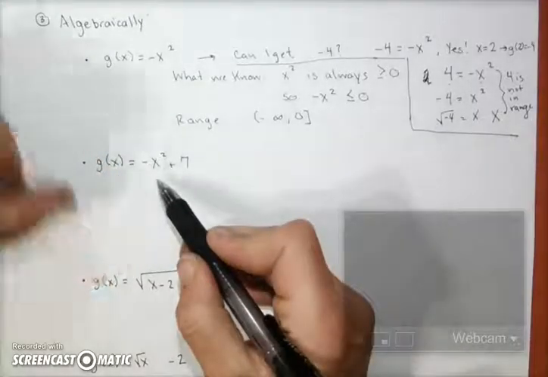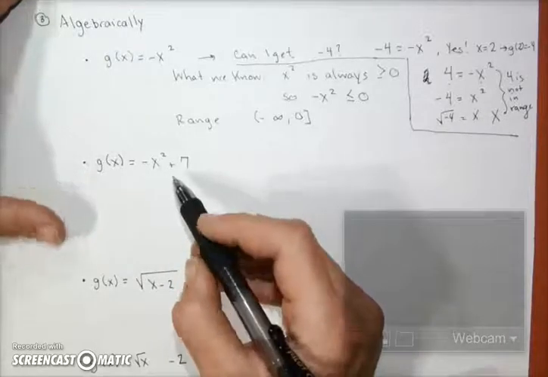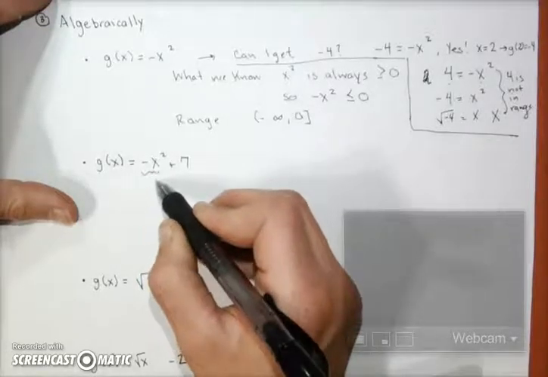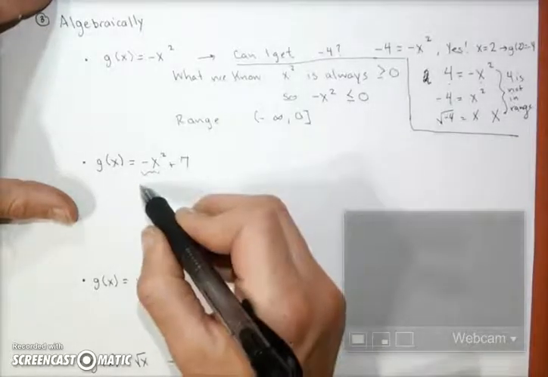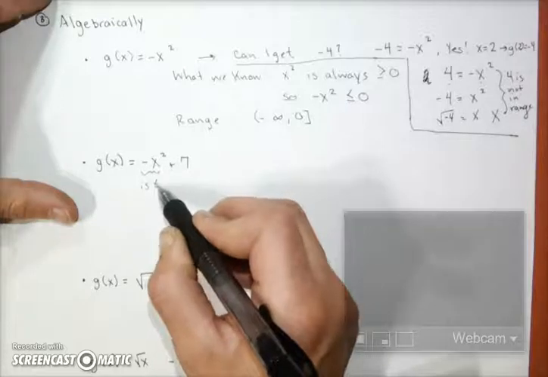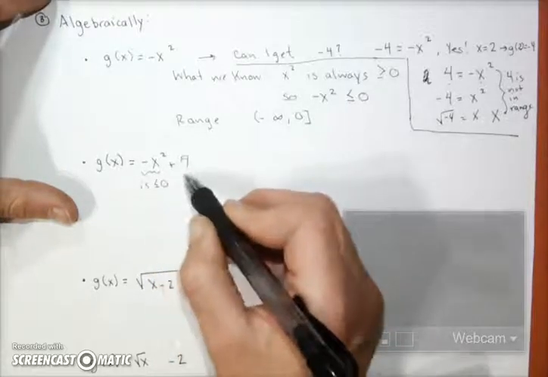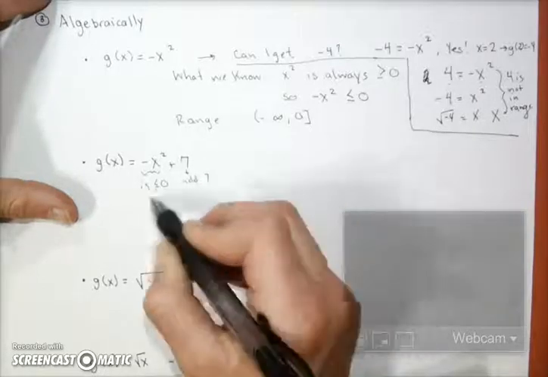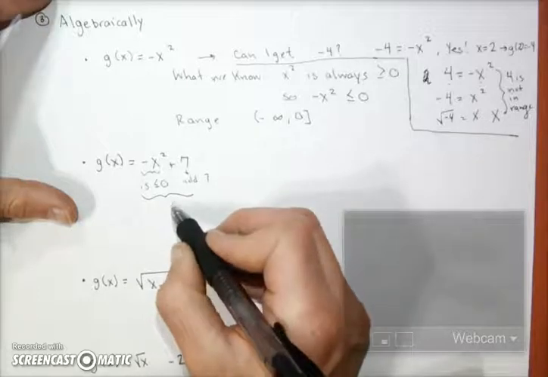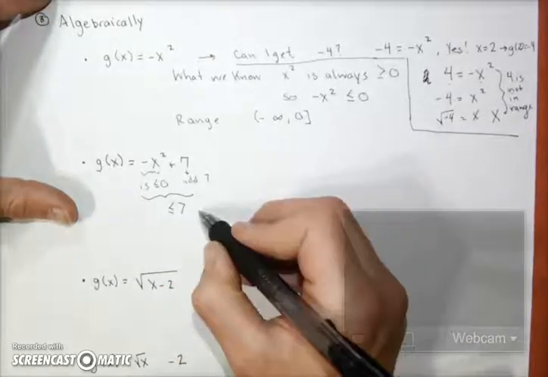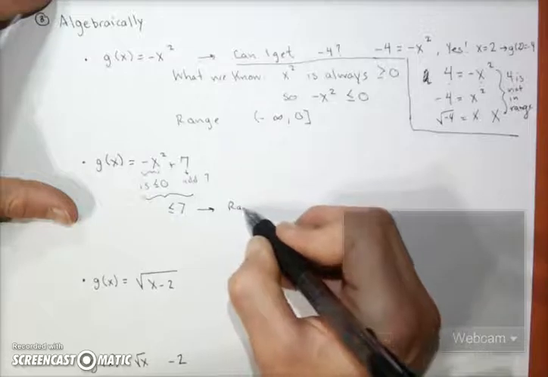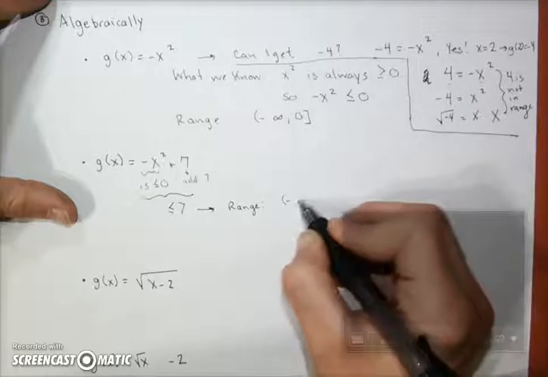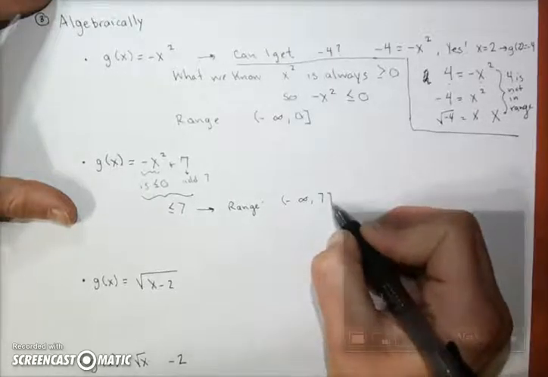So let's look at this example for a moment. Negative x squared plus 7. So we know that this part of the function from our last example is less than or equal to 0. And then we add on 7. So the whole thing is just going to be less than or equal to 7. So the range will go from negative infinity up to 7 instead.